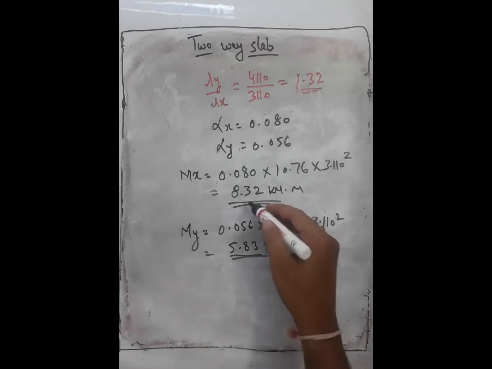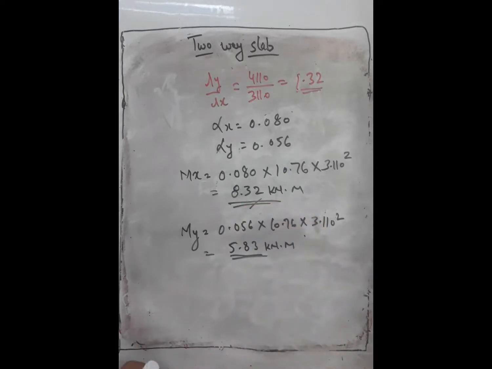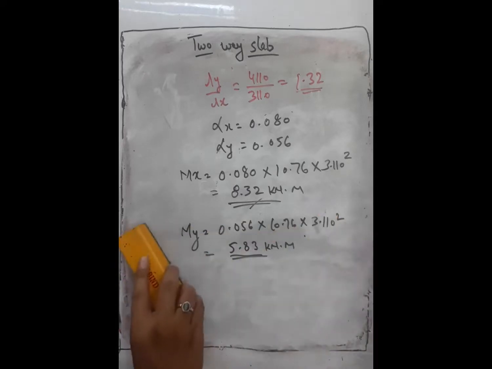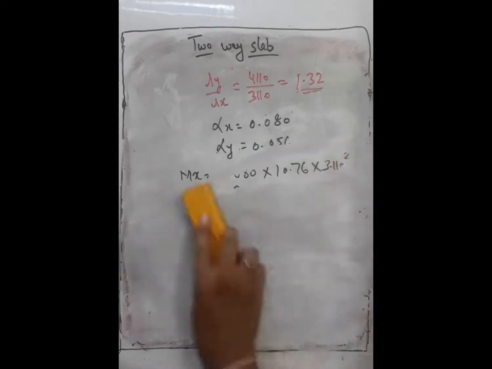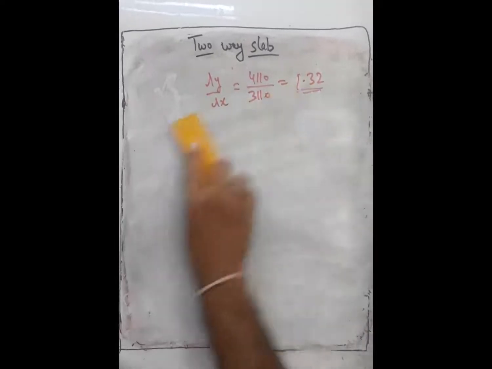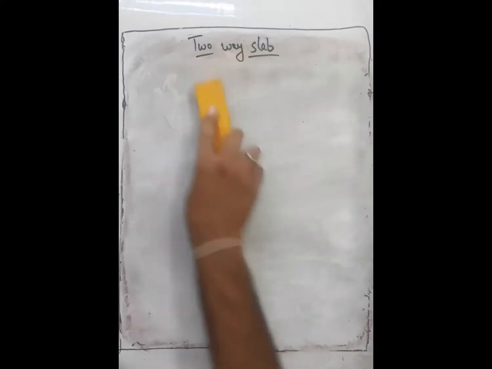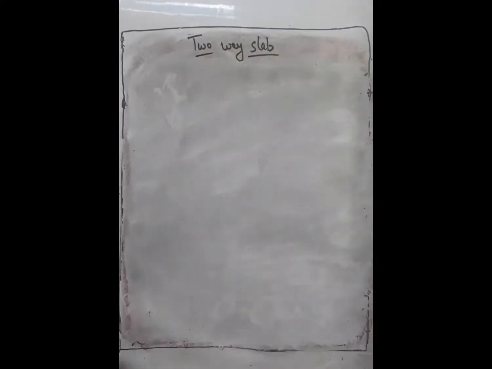So here maximum moment is 8.32. So with the help of this moment you have to check the depth which is provided is safe for this design or not. Okay, so after finding this moment we have to check our depth provided is safe for this design or not.